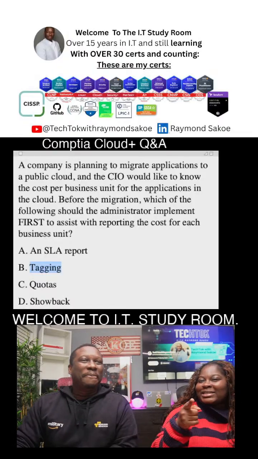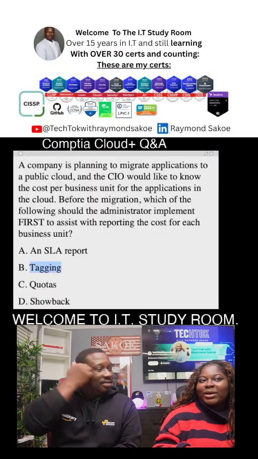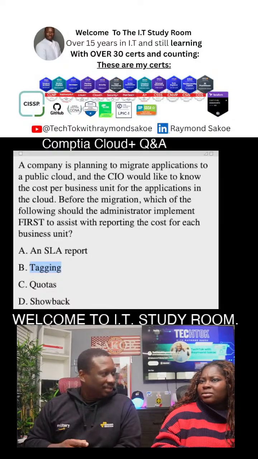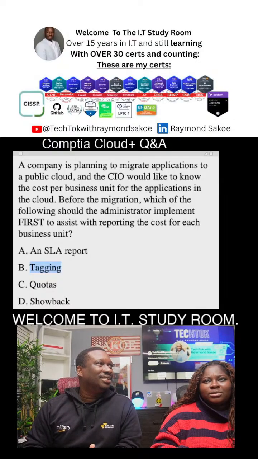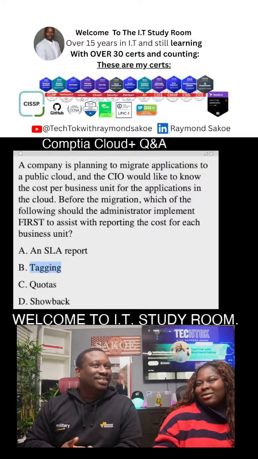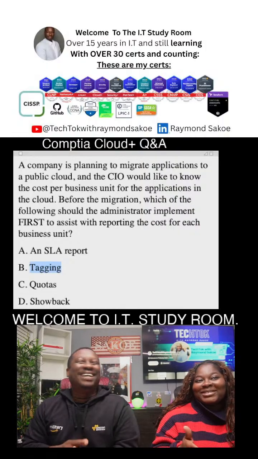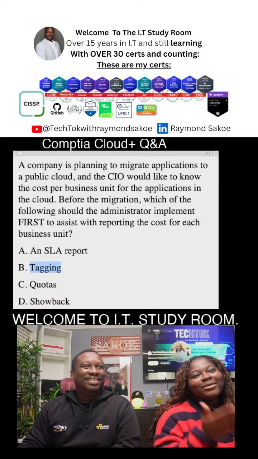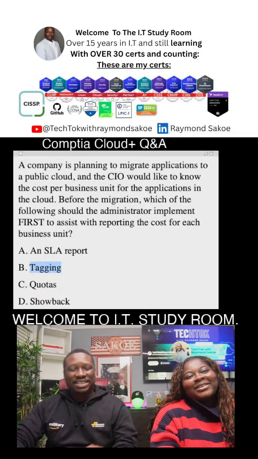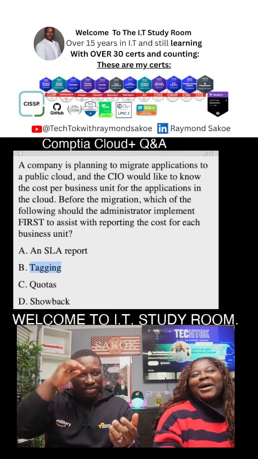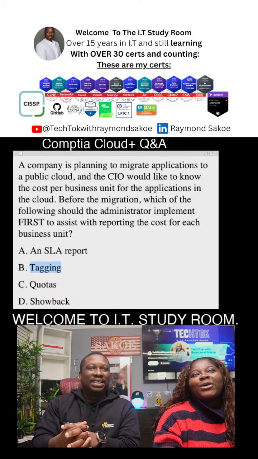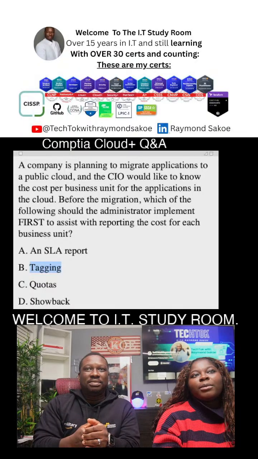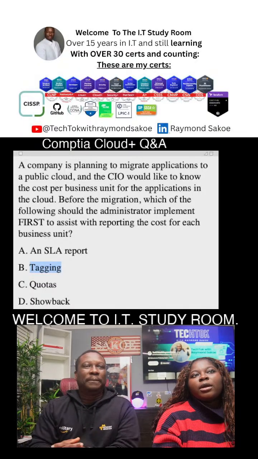Wait, can you explain what an SLA report is? What is SLA? I don't know. Am I supposed to know? Help. No, what is it? Service level agreement. Oh, thank you. So that is basically when your service provider is saying that I'm going to guarantee you internet service for, let's say, 90% of the time.